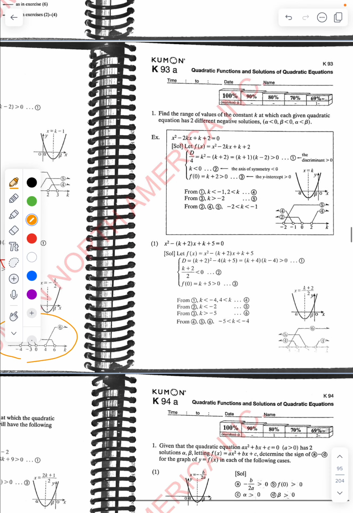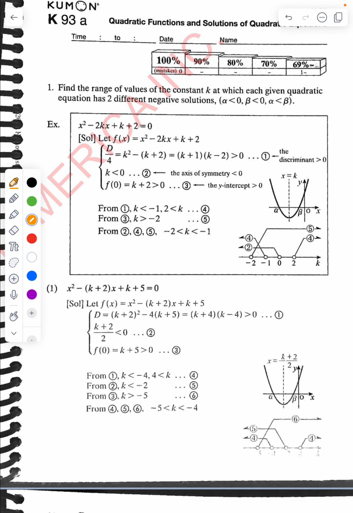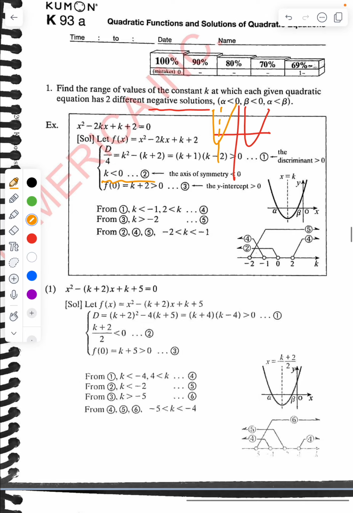All right, so 93A. Before we were talking about positive solutions, right now we're actually talking about negative solutions. The idea is very, very similar, but there's a couple things that I do want you guys to think about. Before, we were talking about the solutions being on the right side of the y-axis. Right now, we want two different negative solutions on the left side. So what changes and what doesn't change? One thing that I know for sure is going to change is my axis of symmetry. It has to be smaller than 0. So that explains this part.